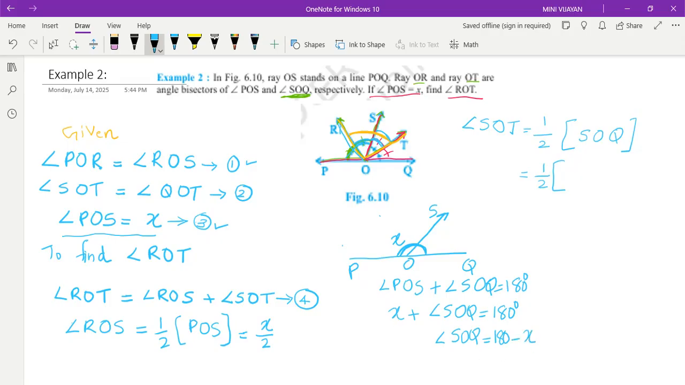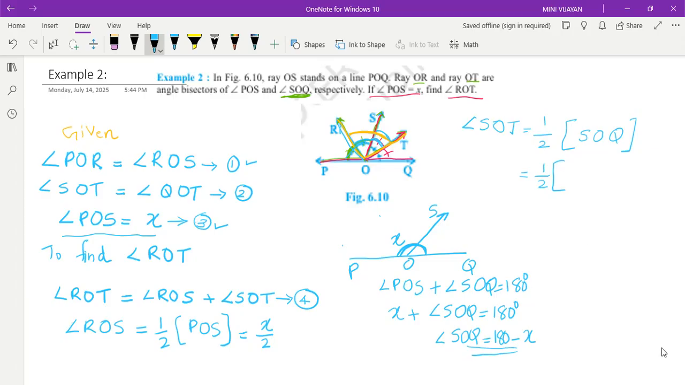How? Because I took this X to the right side. Here in the left side X is added, so when I take that X to the right side of the equation, you have to subtract it. So SOQ is equal to 180 minus X. Hope you understood how you can write the measure of SOQ. SOQ is 180 minus X.